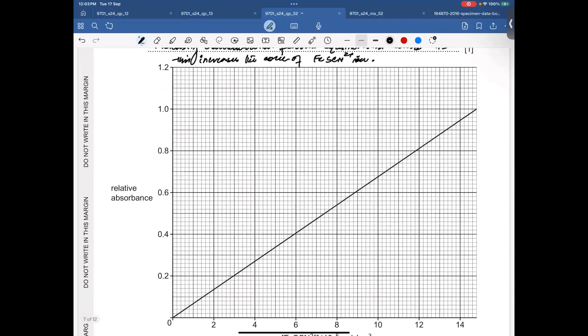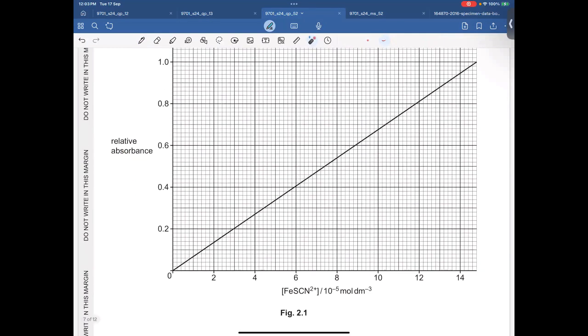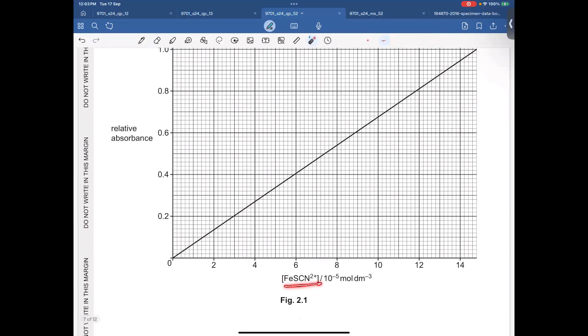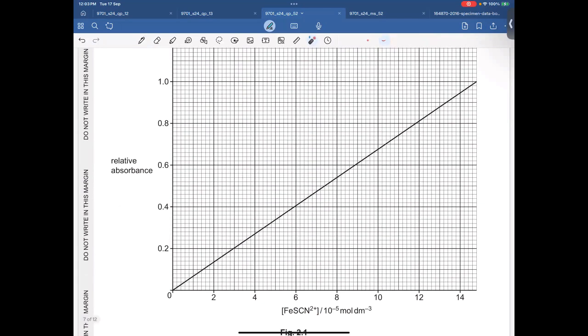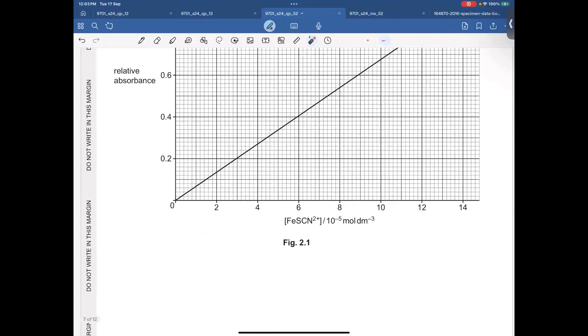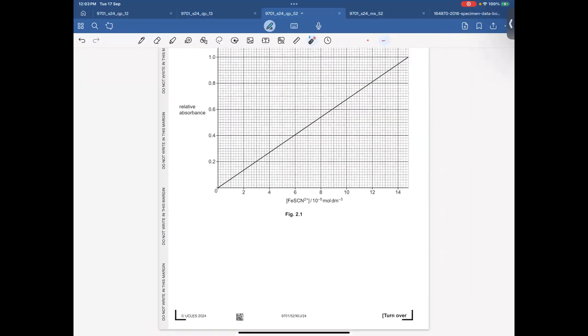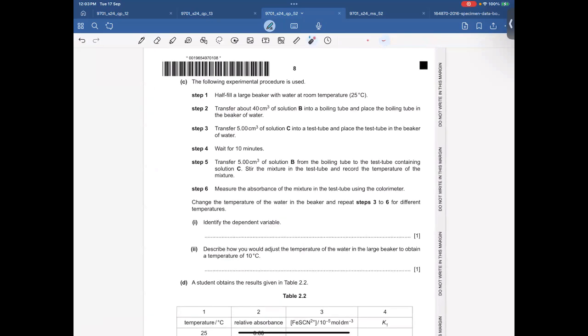Okay, now the y-axis is the relative absorbance, which means it must be the dependent variable, whereas concentration of iron thiocyanate ion is the independent variable. Graph is already given. Let's see what we need to find out from this graph. Oh, part C.